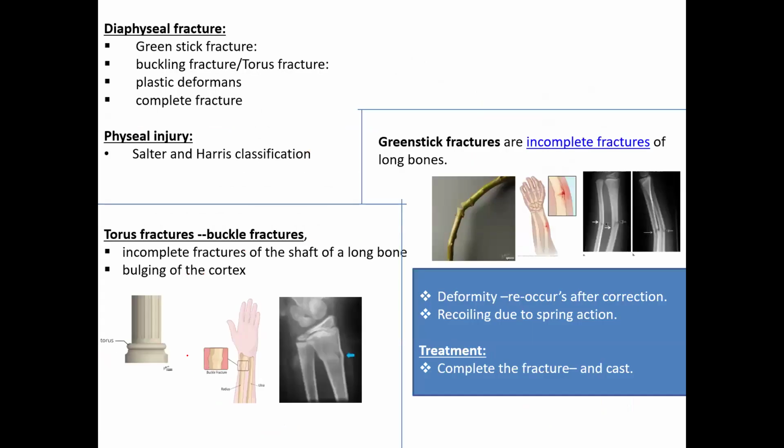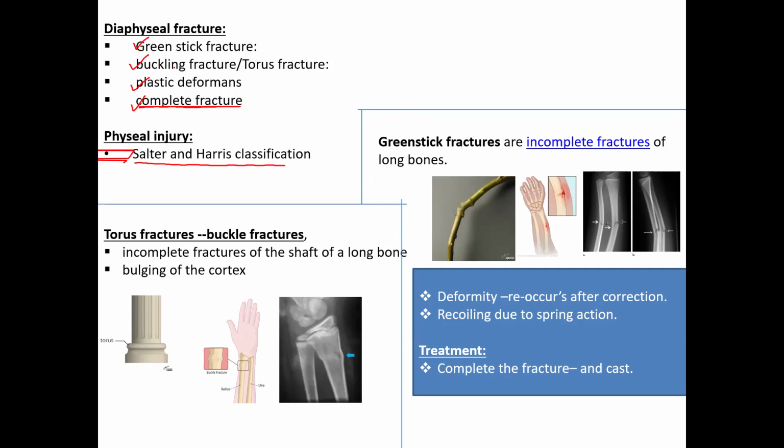We have different types of fractures in children when compared to their adult counterpart. Among the diaphyseal fractures, we have four types: greenstick fracture, buckling fracture, plastic deformation, and complete fracture. Complete fracture is similar to what we get in adult patients. But the other three are very different and peculiar only to pediatric fractures, not seen in adults. Then the other is physeal injury, which goes by the Salter-Harris classification.